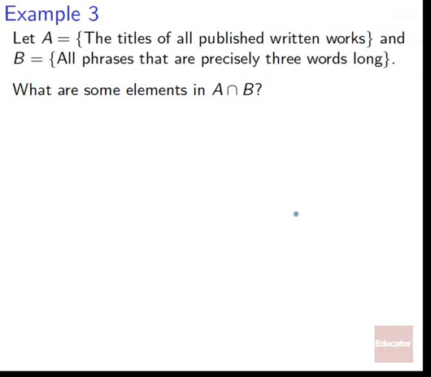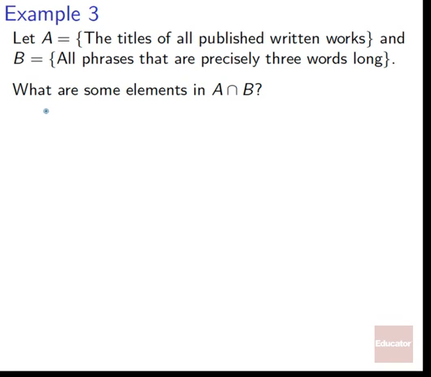Cool. Third example, if we let A be the set of all titles of all published written works, and B is all of the phrases that are precisely 3 words long, let's talk about what would be some elements inside of A intersect B. Now, to start off with, there's not just one finished answer. There are way more answers than I am aware of. But I can give you some examples and talk about how to think about this.